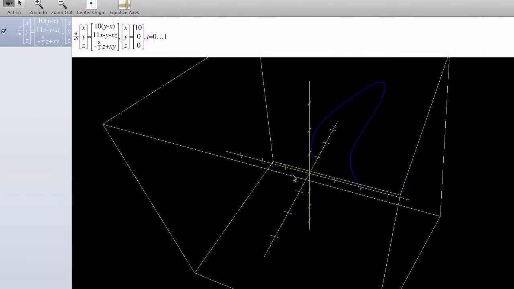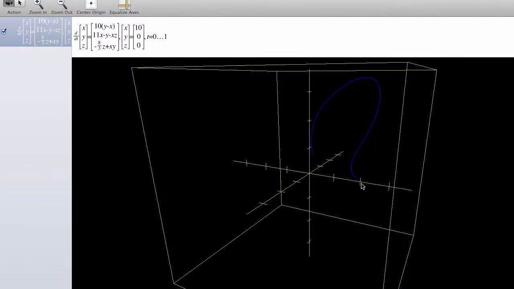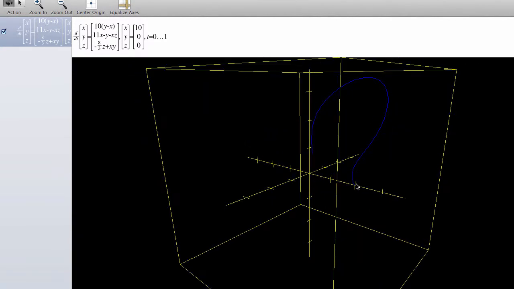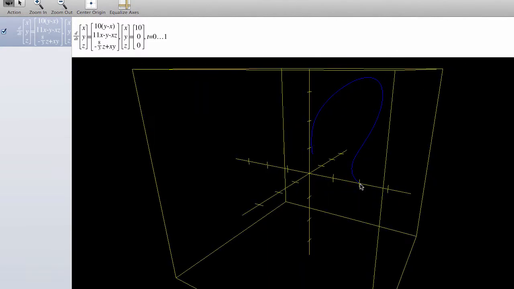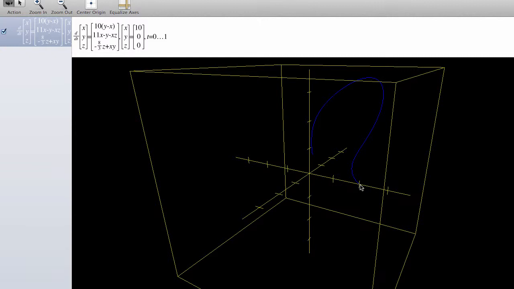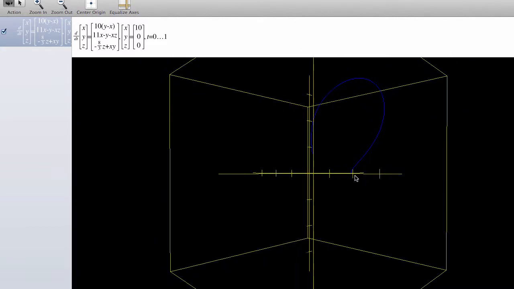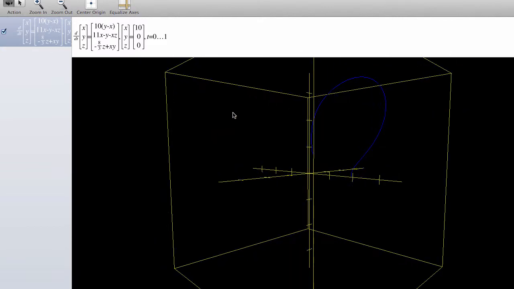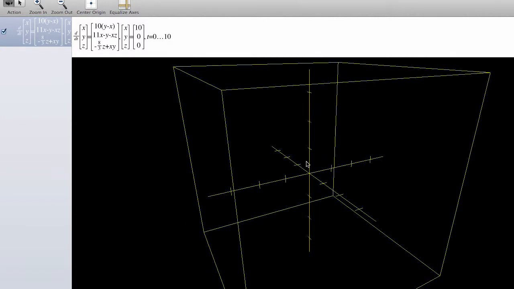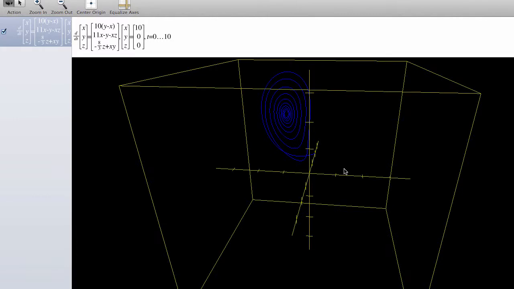What we're looking at here is three-dimensional space. This point right over here is our initial point, and we're using a computer which has basically an integrating machine inside of it, so it can approximate the solution curves to this system of differential equations. Here, time goes from 0 to 1. I'm going to increase the time, and you'll see a little bit more curve being added onto the tail here.